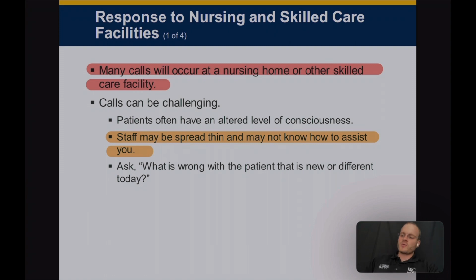Okay. And so, you could ask what is wrong with the patient that is new or different today. A lot of times they'll say, what led us to calling 911 today? Or what exactly is going on today? If you say what's wrong with the patient, they'll give you a nursing report. Oh, this is an 85-year-old female with long-standing dementia, type 2 diabetes, Alzheimer's. Stop. What's going on today? And so just be aware of that.